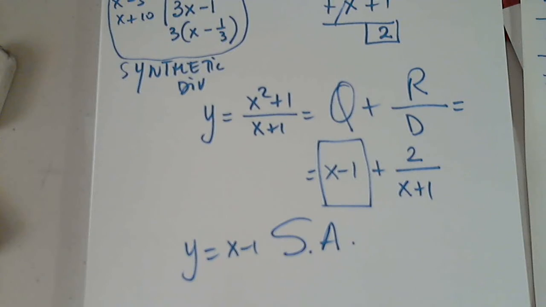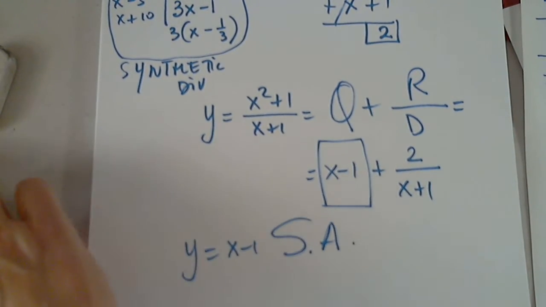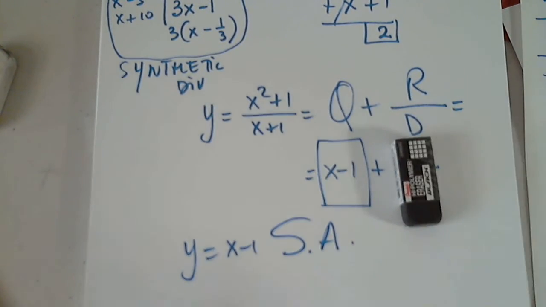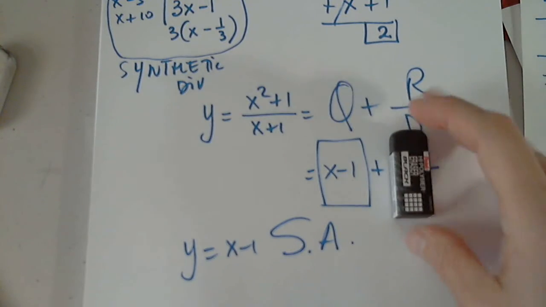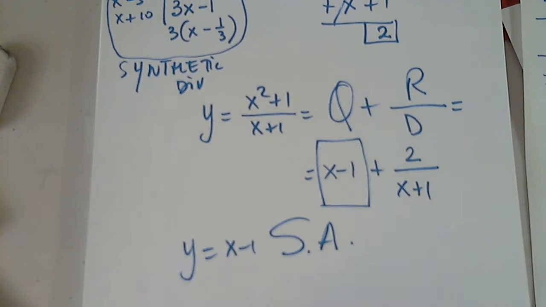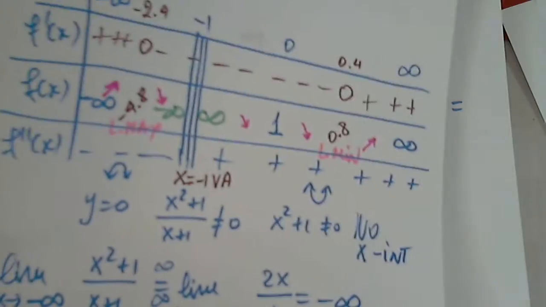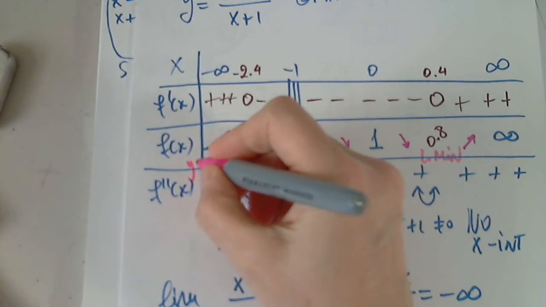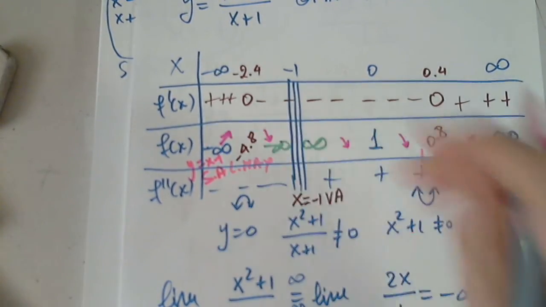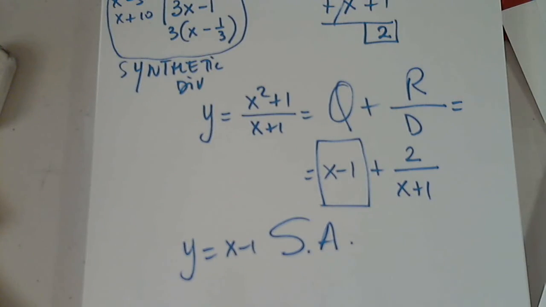Why? Because when x approaches infinity, this is 0. So the function will approach this line at infinity. As x approaches infinity, this one is 0. So going back to my table, I have to mention in my table, so I don't forget, that y equals x minus 1 is the slant asymptote. That's all I need.